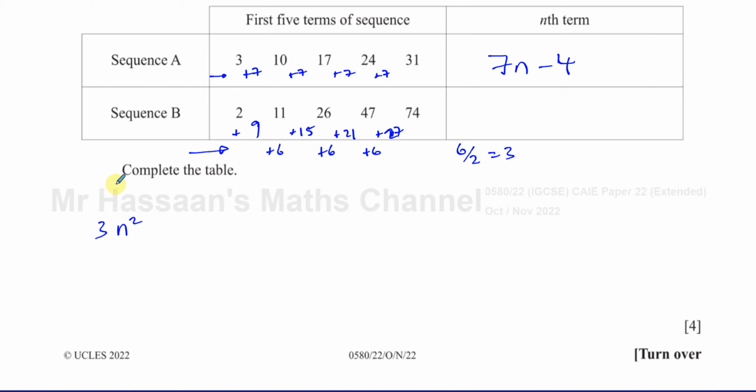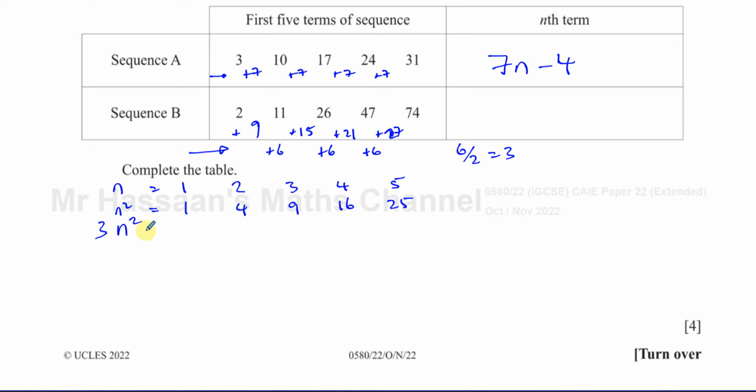So the way I like to continue from here is I like to write the position. This is the position of the first term, position of the second term. So there are 5 terms: 1, 2, 3, 4, 5 represents the position. I'm going to find what n squared is. 1 squared is 1, 2 squared is 4, 3 squared is 9, 4 squared is 16, 5 squared is 25.